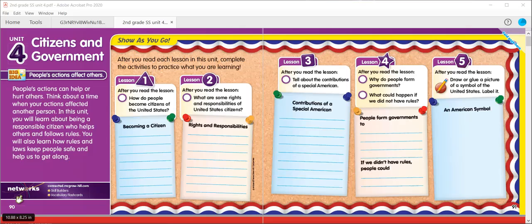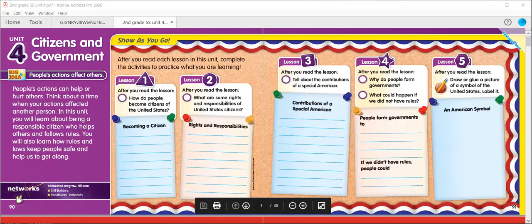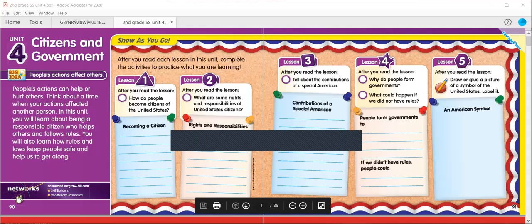In this unit, you will learn about being a responsible citizen who helps others and follows rules. You will also learn how rules and laws keep people safe and help us to get along. Use my notebook to take notes about responsible citizens and how rules and laws keep people safe. You will use your notes to help you complete a project at the end of the unit.